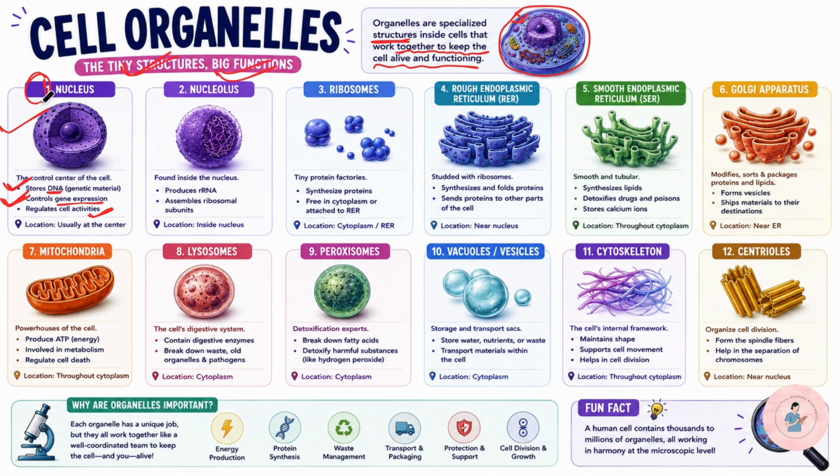Fine. The round structure inside the nucleus is the nucleolus. Fine. The nucleolus is inside the nucleus. It produces the RNA and assembles the ribosomal subunits.